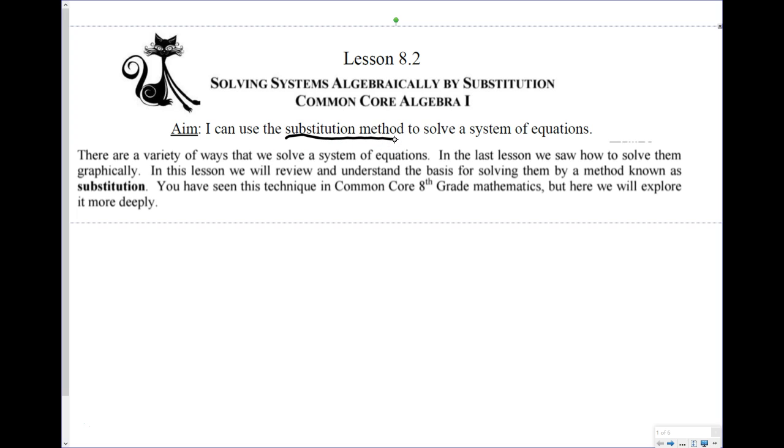There are a variety of ways we can solve a system of equations. In the last lesson, we saw how to solve them graphically. Remember, we solved systems by graphing and finding the intersection point. In this lesson, we'll review and understand the basis for solving them by a method known as substitution. You have seen this technique in Common Core 8th grade mathematics, but here we explore it more deeply.